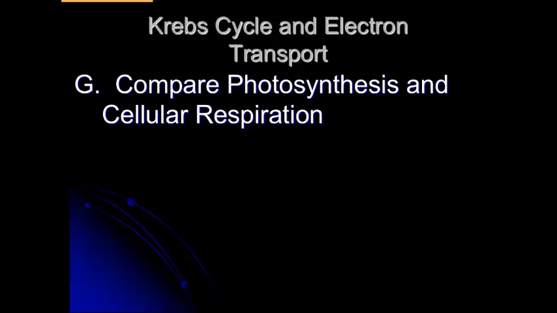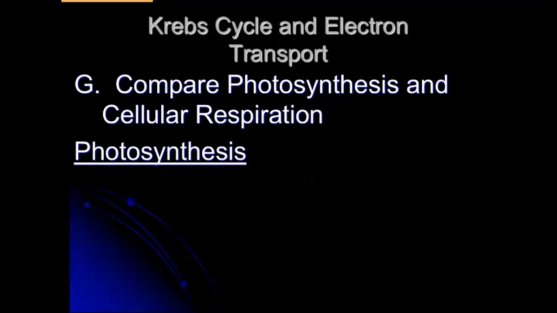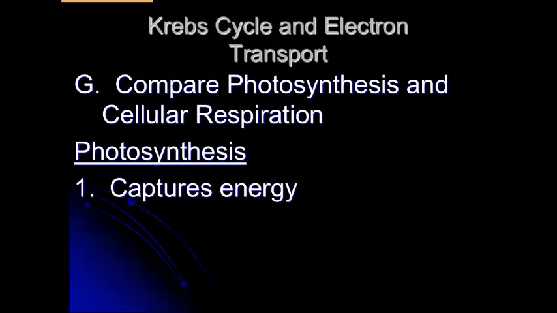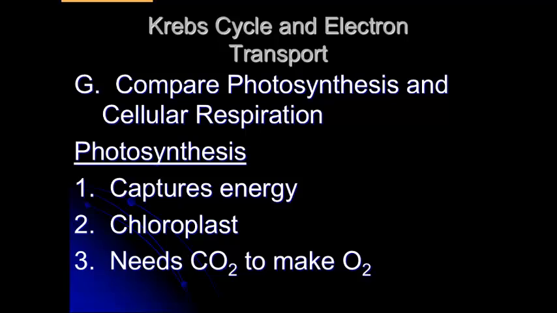Now, we mentioned that the equations for photosynthesis and cellular respiration were opposites, so I want to do a quick comparison. For photosynthesis, we need to know that it captures energy. It captures the energy of the sun. You should know that it takes place in the chloroplast organelle. Not all living things have a chloroplast, so photosynthesis is not something that all living things do. And it needs carbon dioxide to make oxygen. So those are kind of three, and we'll look at cellular respiration and piggyback off of those.